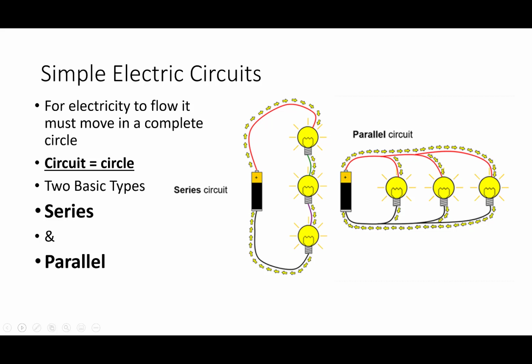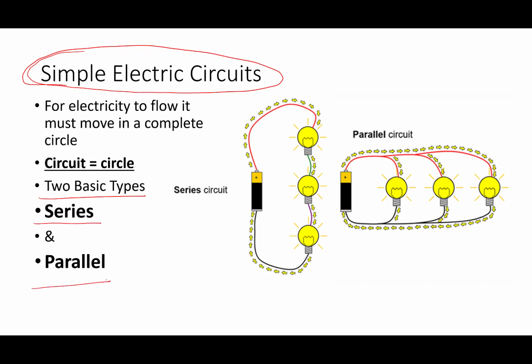Hi everyone. This time we're going to talk a little bit about simple electric circuits. This is just going to be a broad overview of the two basic types of circuits, which are series and parallel. Just as a reminder, electricity has to flow in a complete circle or circuit in order to work. If you interrupt that circuit anywhere, if it comes disconnected or you open a switch, it's not going to work.